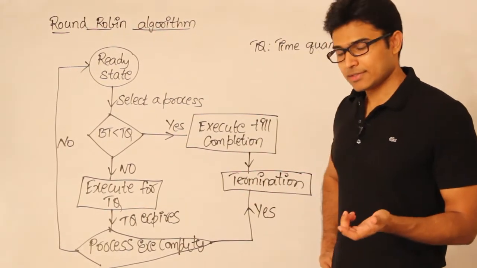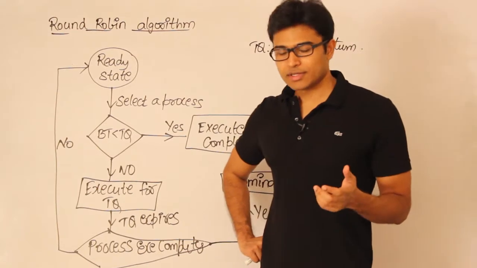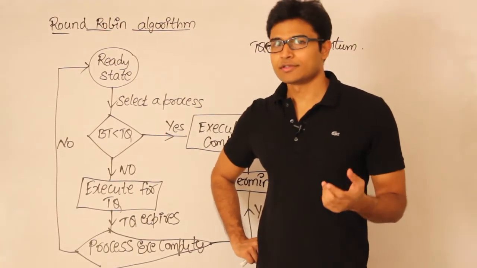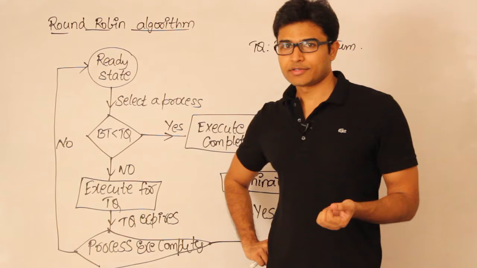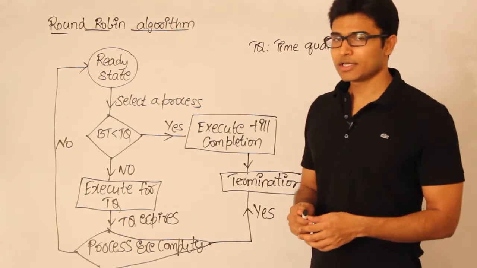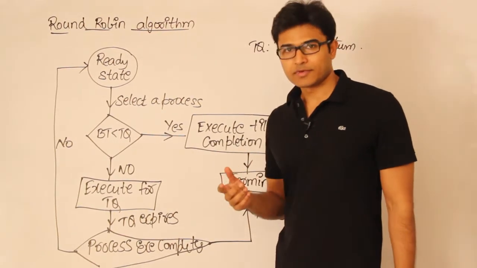And then the next thing is the response time, and there is nothing called starvation here. The reason is, okay, I'll tell you how it works, and then we should analyze it. So round robin works this way.